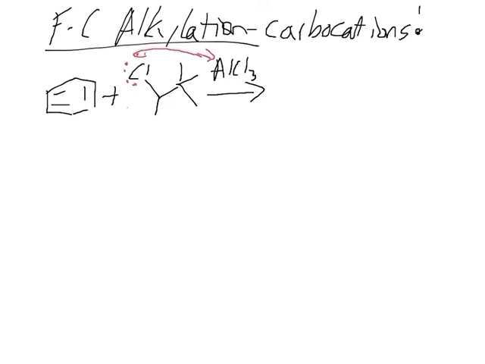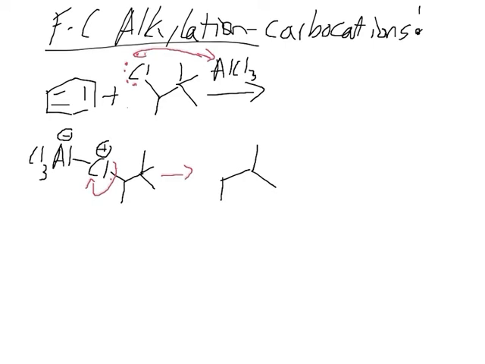So that gives us AlCl3, right? Now the chlorine lost electrons, so it has a plus charge. And aluminum got electrons, so it has a negative charge. And you can imagine aluminum is not happy with a negative charge, so this bond right here is going to break. And then we're going to form a carbocation. And the aluminum still has a negative charge.